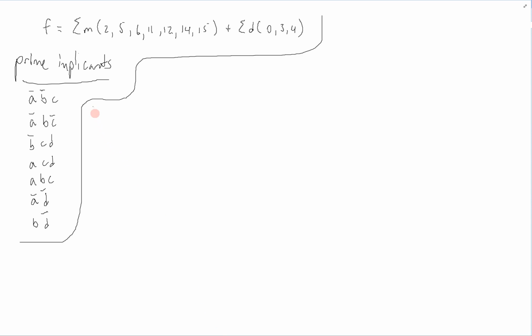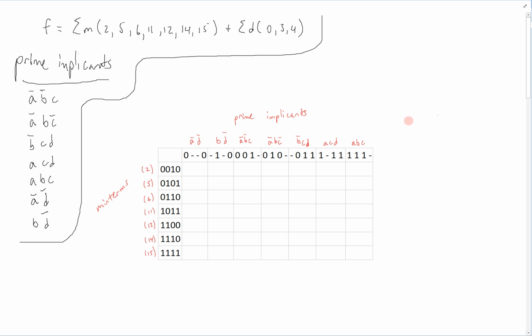So here we have the results from the last video, where we had a function given as a summation of minterms and don't care terms. We then found the prime implicants using the tabular method. And now we're going to construct what's called the implicant table. This is what the implicant table is going to look like.